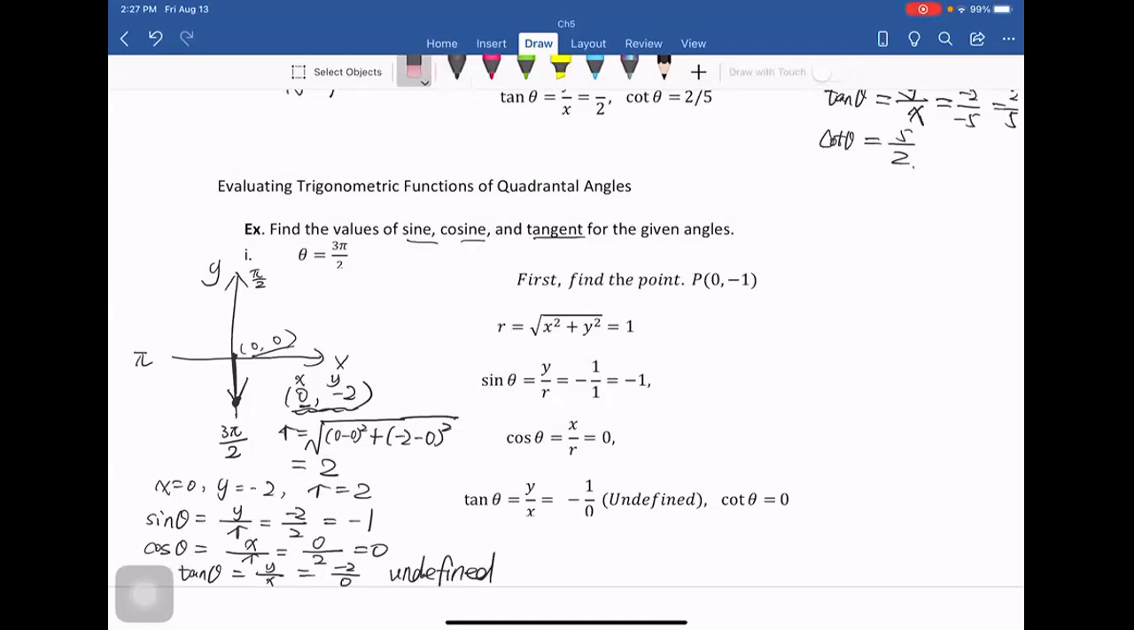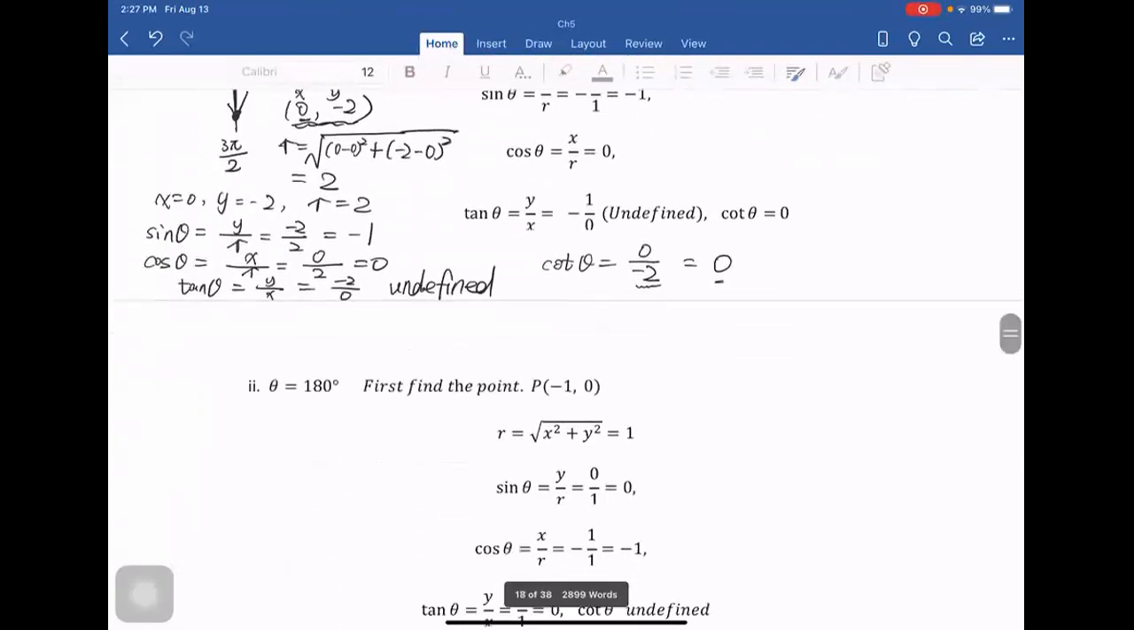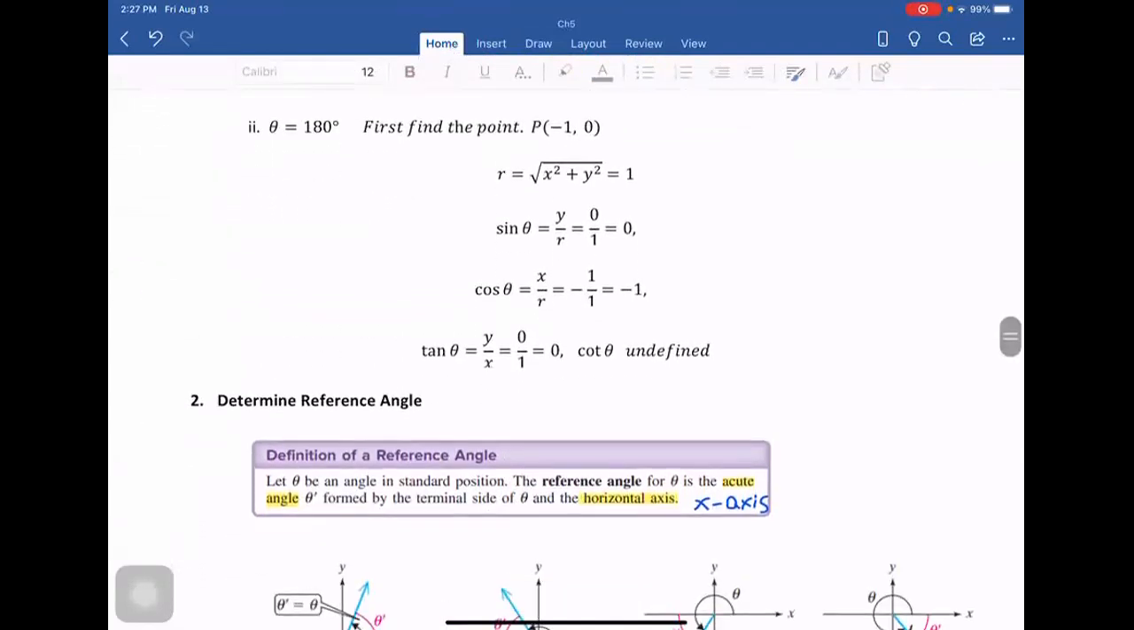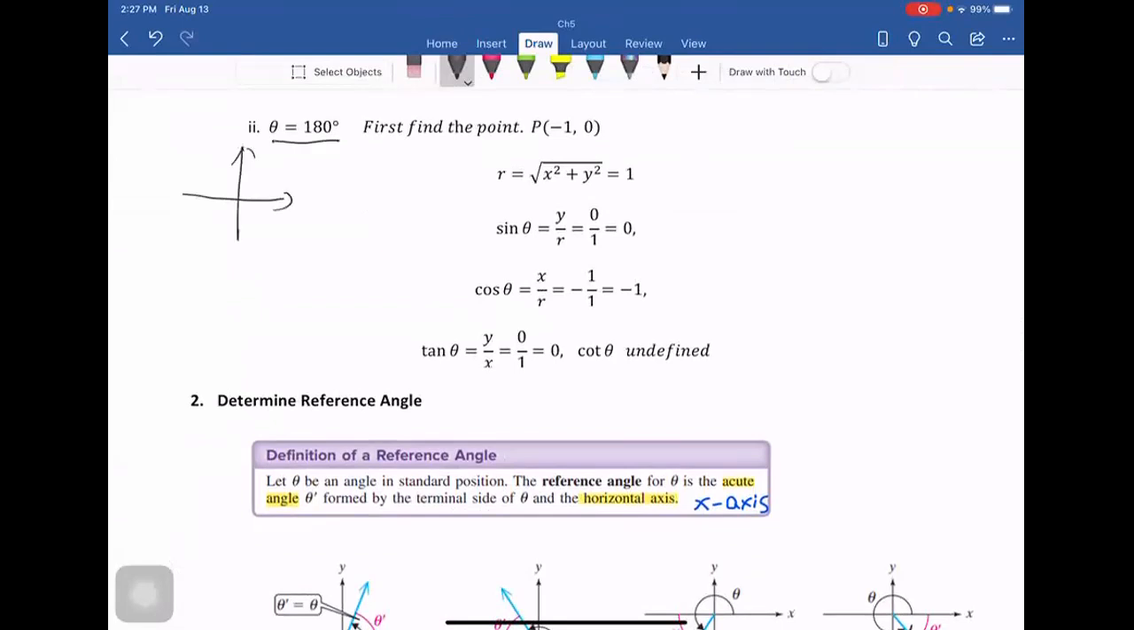How about cotangent? Cotangent theta equals the reciprocal of tangent. That means 0 over -2. The bottom is not 0, and the answer is 0. So this one is defined. Only the tangent theta is undefined. Okay, let's move on to see the next one. Theta equals 180 degrees. So find it from the graph.